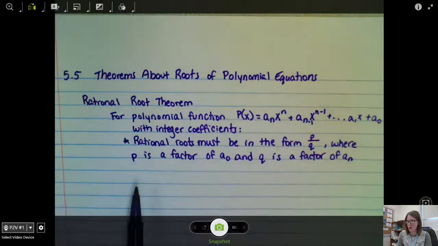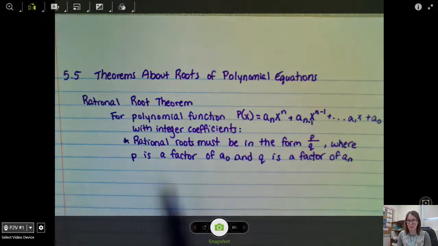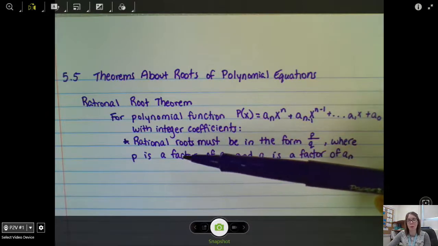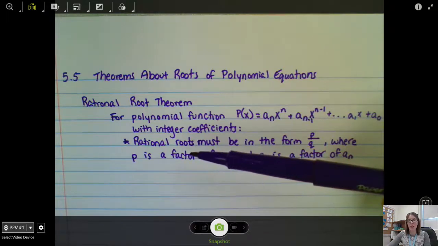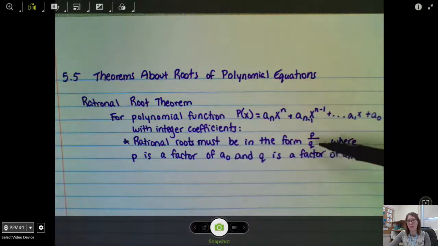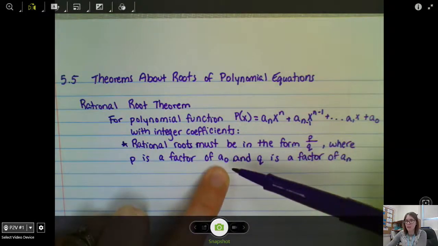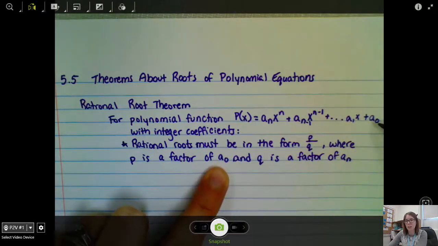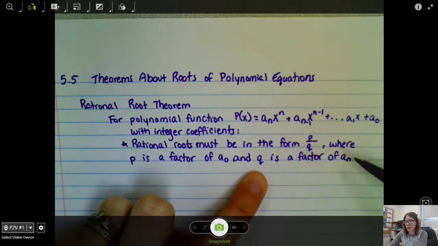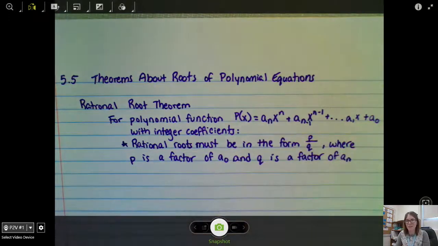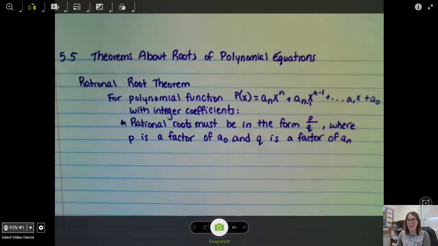But in normal person terms, here's what this means. A rational root is, remember, a number that can be written as a fraction. So if we have any x-intercepts that can be written as a fraction, they're in this form, p divided by q. P is any of our numbers that multiply to a sub 0, any numbers that multiply to our constant term, and q is any number that multiplies to our leading coefficient. Going through an example is hopefully going to make this make a lot more sense.